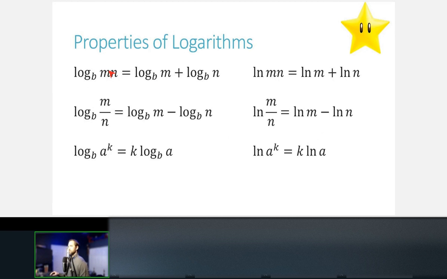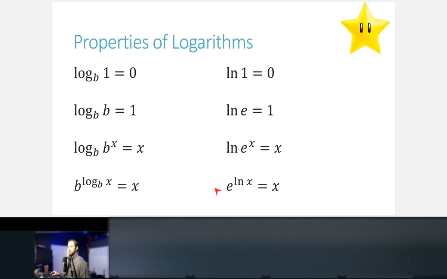All right, so multiplication becomes addition, and division, so log base b of a fraction, becomes subtraction. The log of the top minus log of the bottom. And same thing with natural log. Multiplication becomes addition, division becomes subtraction. All right, other properties. And this one's really not new.